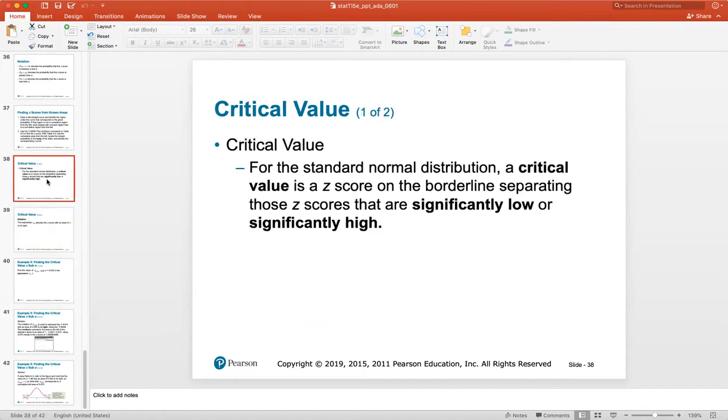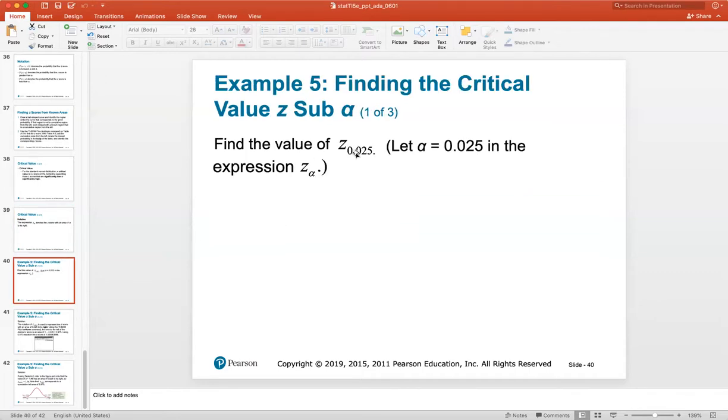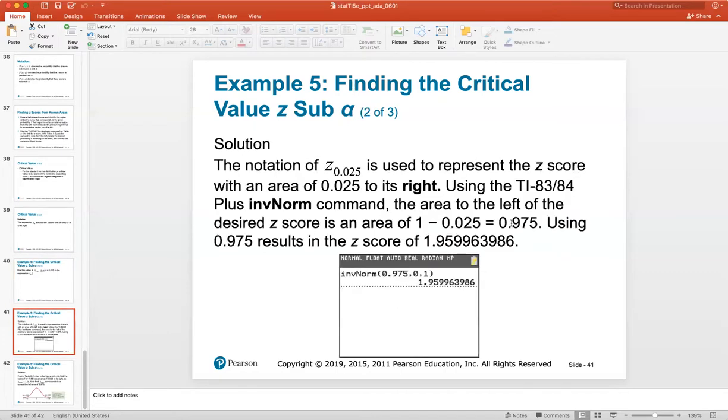So let's go back to here and figure out the critical value in detail. The notation z sub alpha denotes the z-score with the area of alpha. What is alpha? Alpha represents the area, I mean probability. So find the z value of z sub 0.025. In this example, alpha is 0.025, which means the area. So how can you find the z-score whose area from that critical value to infinity is 0.025?